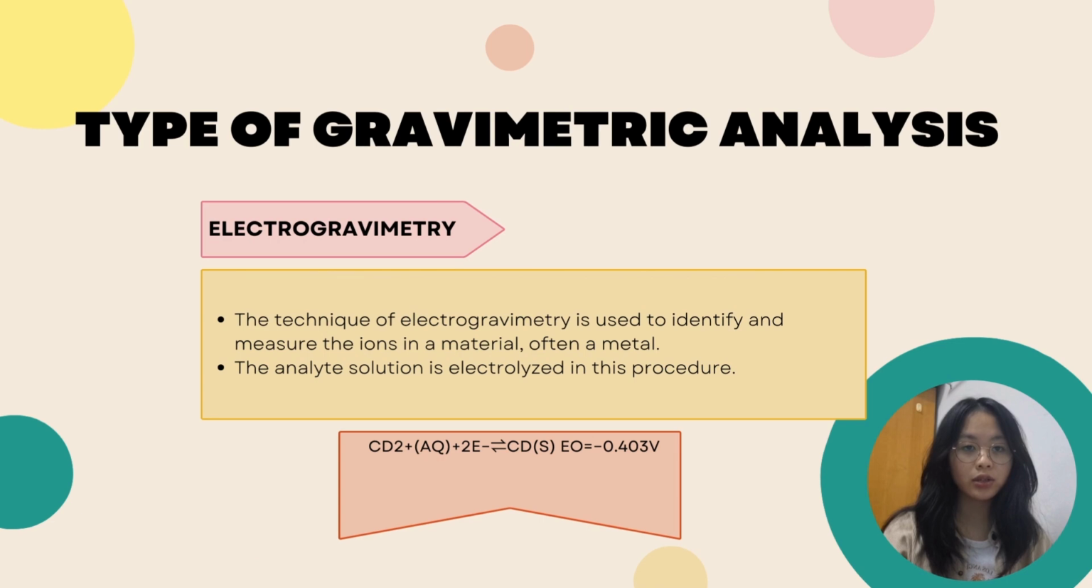Next, electrogravimetry. The technique of electrogravimetry is used to identify and measure the ions in a material, often a metal. The analyte solution is electrolyzed in this procedure. The analyte is deposited on the cathode as a result of electrolytic reduction. The reaction illustrated below, for instance, might be utilized to plate out cadmium metal from solution using this technique.